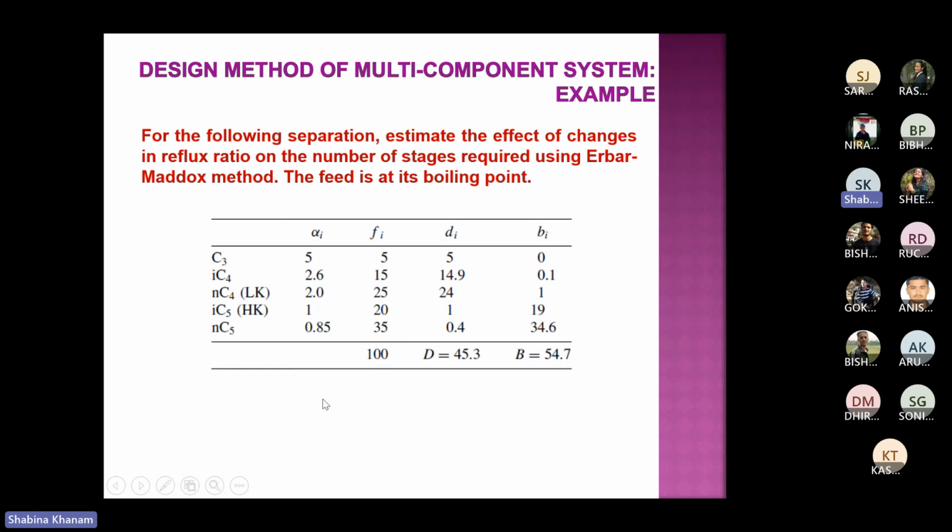So here I'm having, I think this is the same problem, and here light key and heavy key we have identified, but you can see a little bit of composition is already available. Okay, so you can consider that as it is. If this is the situation, you will know between which components separation is required, and so you can choose light key and heavy key accordingly.